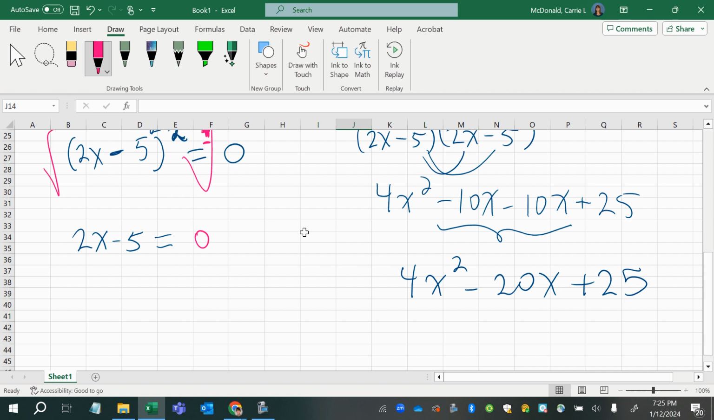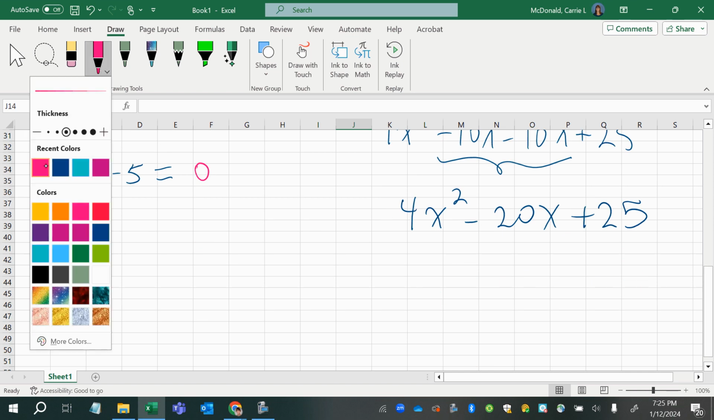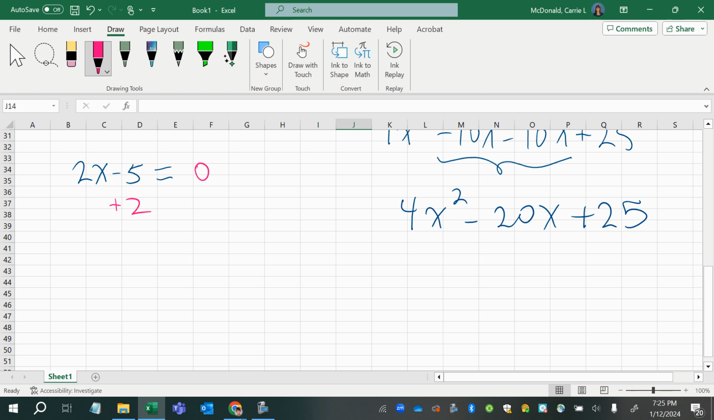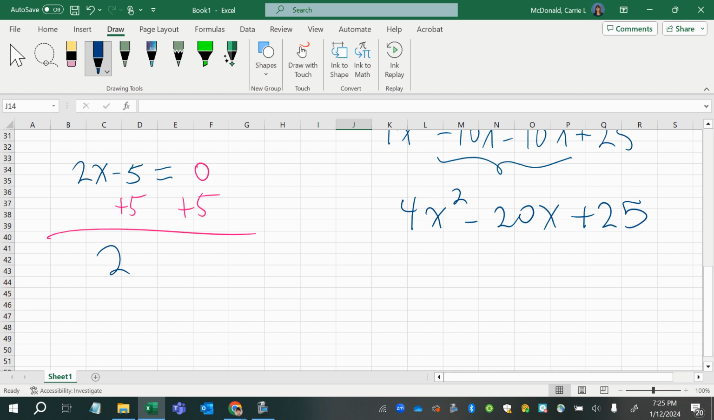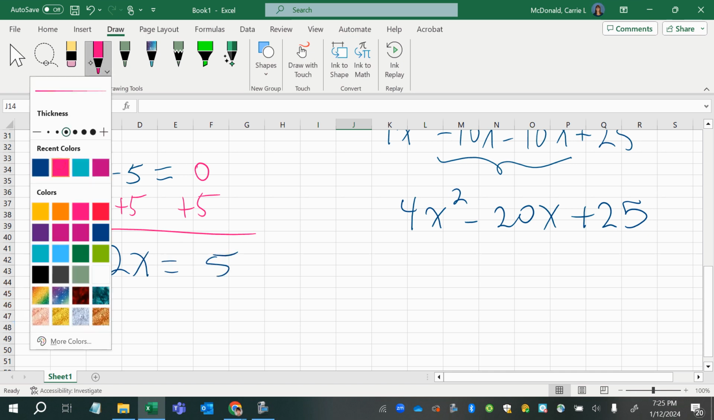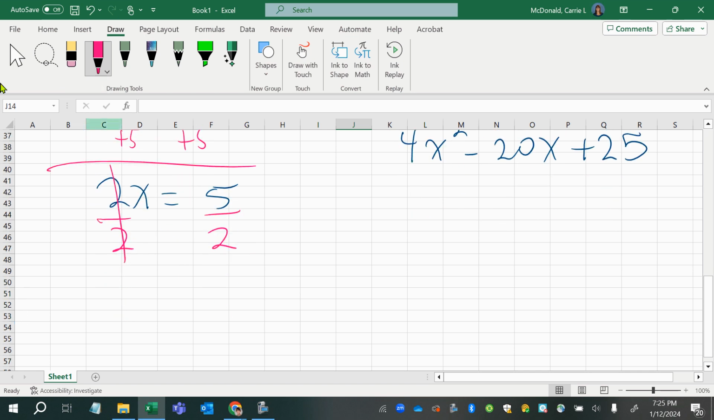All right, so now we just have one equation to solve, and so we're going to add 2 to both sides. Oh, sorry, no, didn't mean to say that. We're going to add 5 to both sides. And then we'll have 2x equals 5. Then we're going to divide both sides by 2. So 2 divided by 2 is 1. 1 times x is x. And then we have our answer, x equals 5 halves.